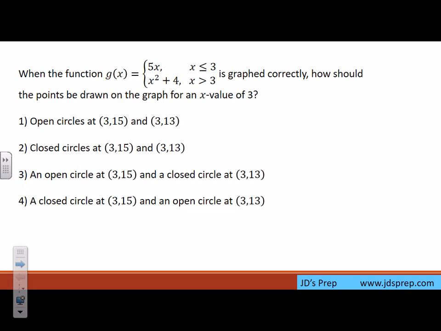This x value of 3 is the boundary point between the two pieces. And to decide whether we need an open circle or a closed circle at the 2 points on the graph, it's going to come down to these conditions for the two pieces. In general, open circles imply that we have not included that point in our graph. However, if we have a closed circle, that means that the point is included.